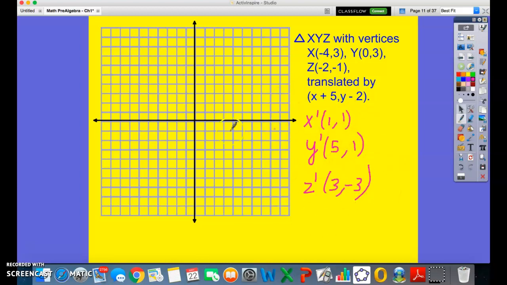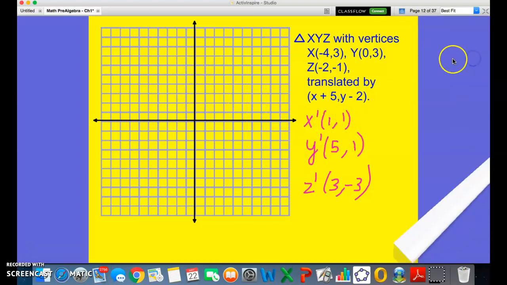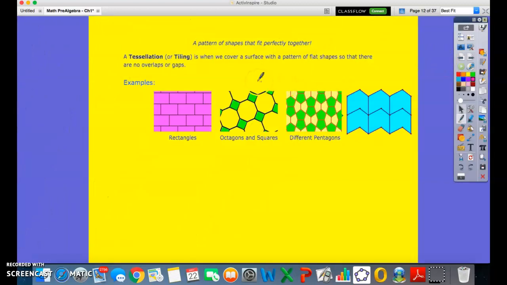So this is the new image, and you can actually draw the new image. Now one more thing I wanted to mention is a tessellation. What is a tessellation? A tessellation is when we cover the surface with a pattern so that there are no gaps or overlaps. As you see here, it covers the whole space, but there is no gap or overlap. So the pattern repeats, right? These are examples of tessellations.